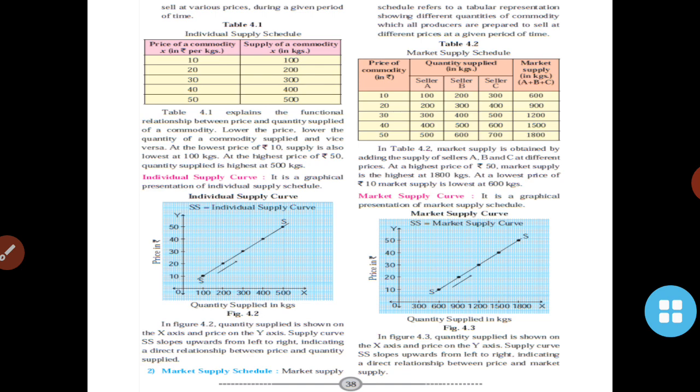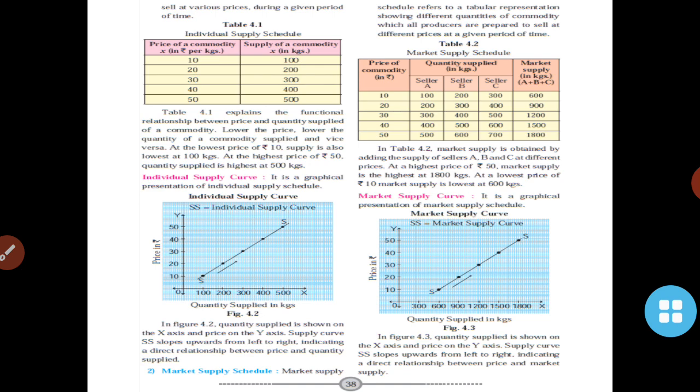Here one table is given, the individual supply schedule, with the price of a commodity and the supply of the commodity, so two columns are given. Here is the setting of the price per kg, like the earlier example of 1 kg at 40 rupees. Here the prices per kg are given, and how much material they are sending to sell: 10 rupees for 100 kgs, 20 for 200 kgs. Per kg is 10 rupees and the selling material is 100 kgs. Like that, this chart is given.